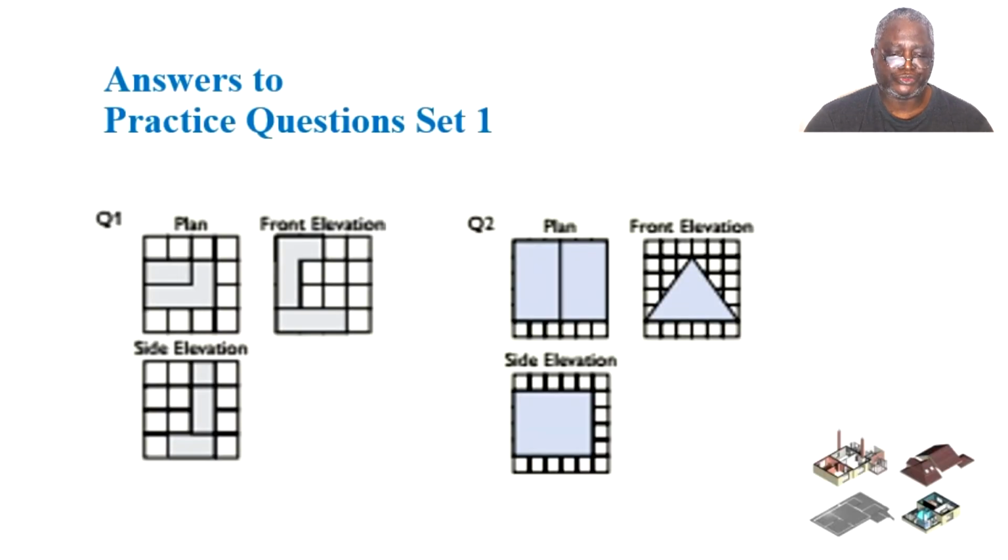Answers to practice questions set 1. On the left, you see the plan, the front elevation and side elevation views. And then question 2, likewise, you see the plan of the tent, you see the front elevation, and then you see the side elevation, which looks more like a square or a rectangle.